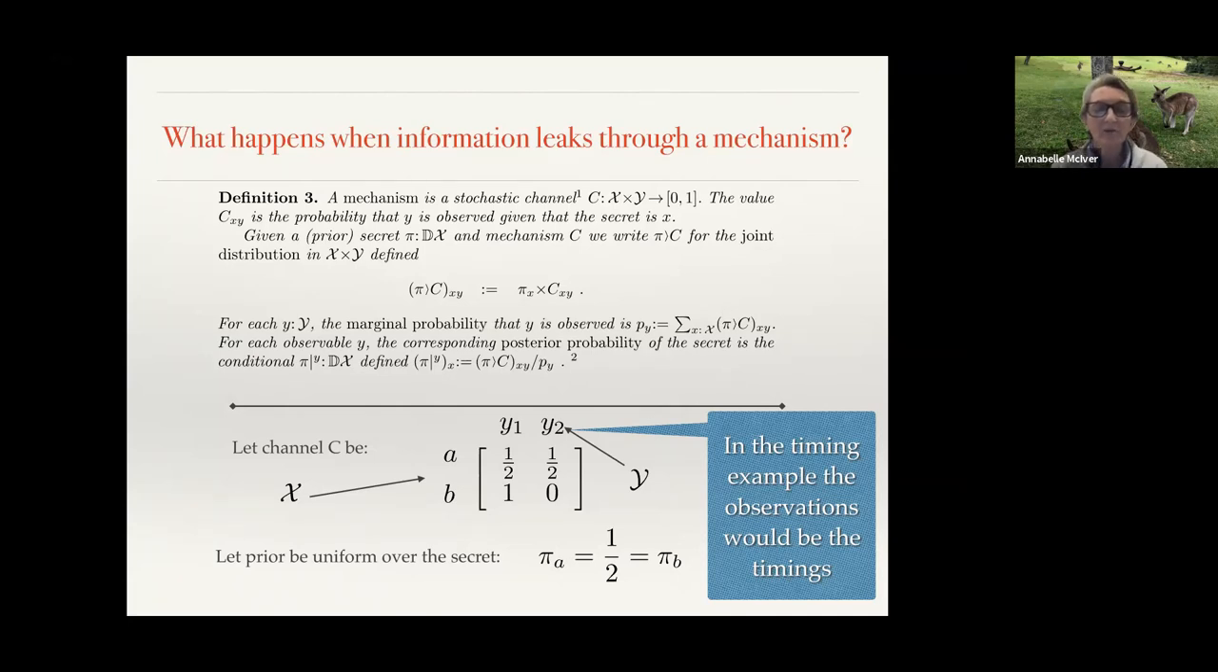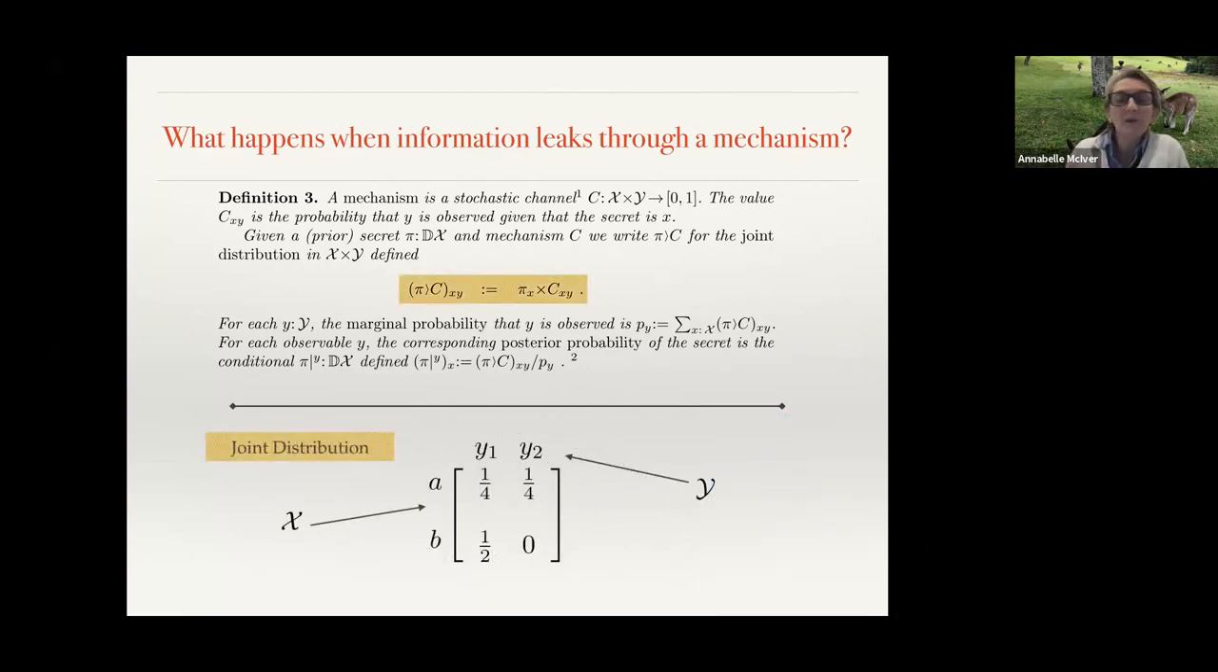Now there's an example of a channel for this scenario where we just have a secret bit. We have two rows here. When the secret is A, there are two observations, Y1 and Y2, and either can be observed with probability half. But if the secret is B, then only Y1 is ever observed and never Y2. In this little scenario, just to illustrate the joint distribution, which is what happens when you combine the channel with the prior, let's have a uniform prior. First we form the joint distribution by combining the prior with the channel probabilities. We get this joint distribution here, where A and Y1 has probability a quarter, and so forth.